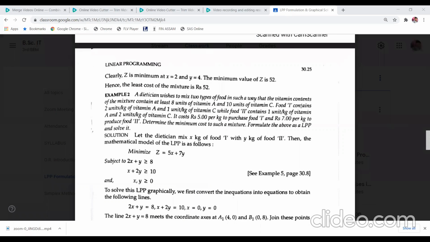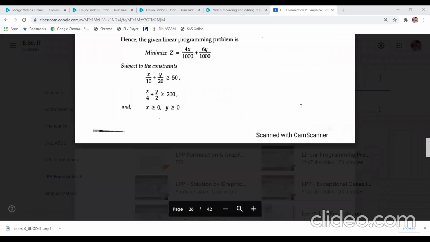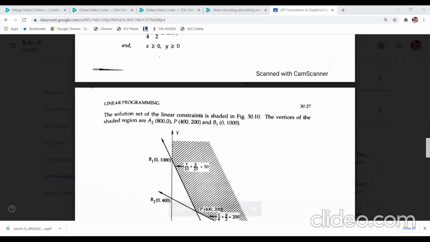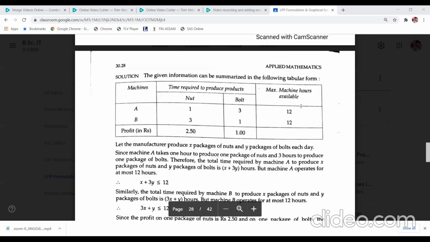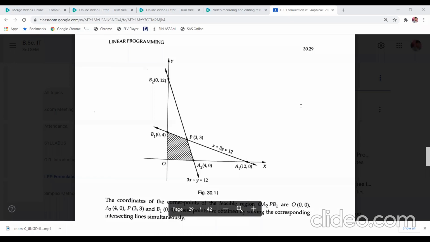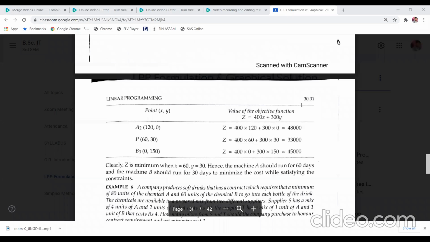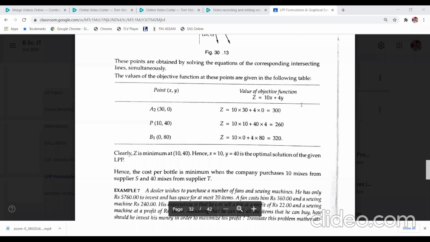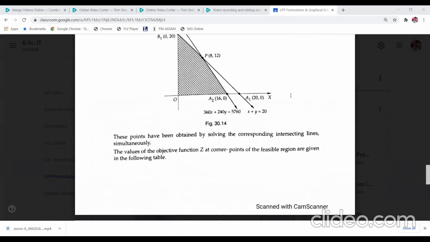So like this, there are many problems. Just go through all of these. If you find any difficulty, you can ask me. There are some more problems here. Just go through that. The solutions are also given. And find out whether you are able to solve them or not.